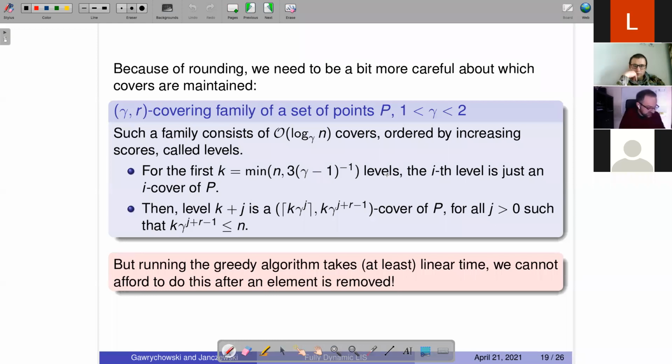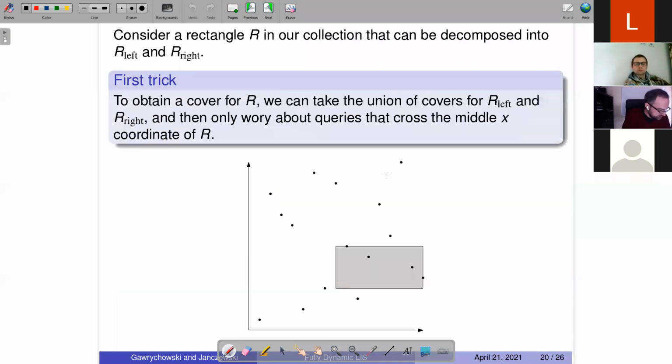Okay, so this is a technical issue. The more annoying part is that to recompute the cover, you would need to run this greedy algorithm from left to right. It takes linear time in the number of points. We cannot do that. So somehow we need to avoid recomputation after each deletion.